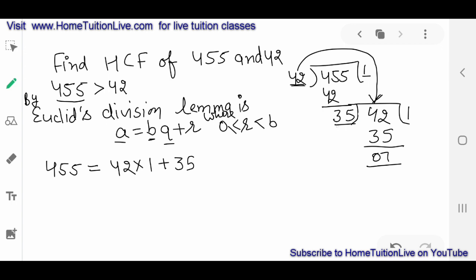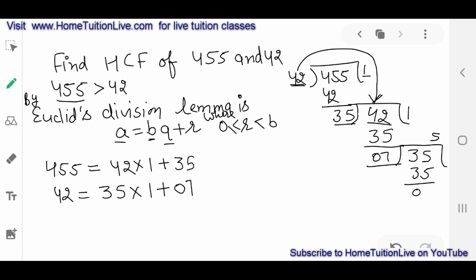Now write it as Euclid division lemma. What is Euclid division lemma? Dividend is 42, divisor is 35, quotient is 1 plus remainder is 7. Can we divide it further? Yes, we can divide, so we will divide it for the next step. Now 7 times 5 is 35. Now our remainder is 0, so we cannot divide it further.